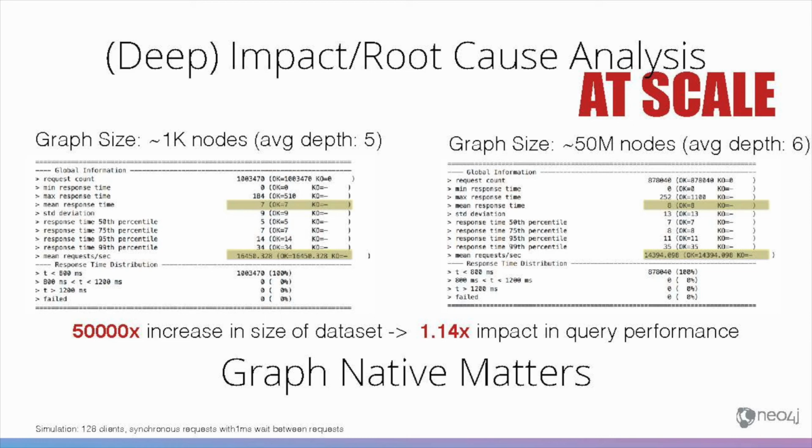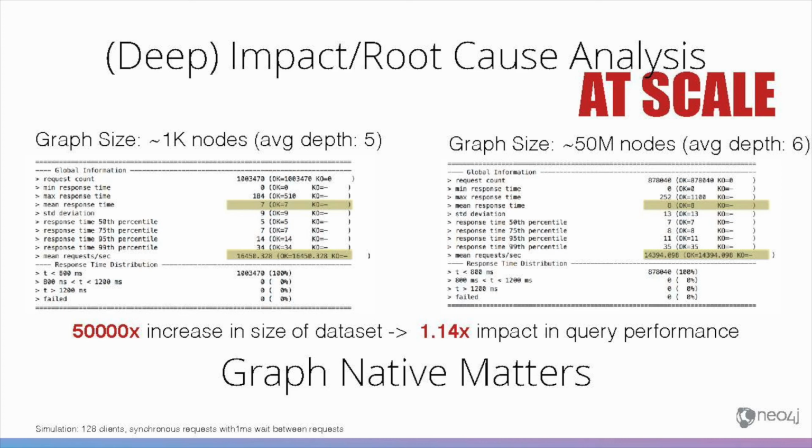So I was asking myself what would happen in a, well, I kind of knew the answer, but I thought I'd test it. What would happen in a much larger network? Not 10 times, 50 times bigger, but what about 50,000 times bigger, like 50 million nodes in my graph? Now the average depth goes up to 6, but quite surprisingly, we see that the mean response time is hardly changing. It goes to 8 milliseconds. The mean number of requests per second goes down to 14,000.